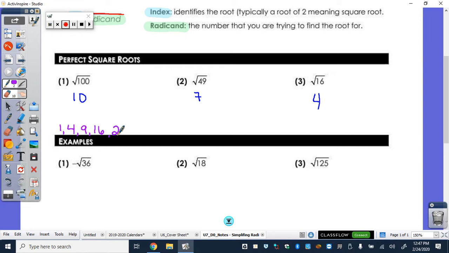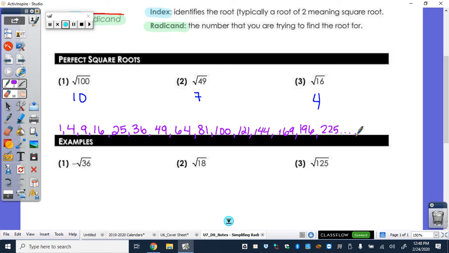5 squared? 6 squared? 7 squared? 8 squared? 9 squared? 10 squared? 11 squared? 12 squared? 13 squared? That's where I always lose you. 169. 14 squared, 196. 15 squared, 225. And then I put my dots because it keeps going on forever.